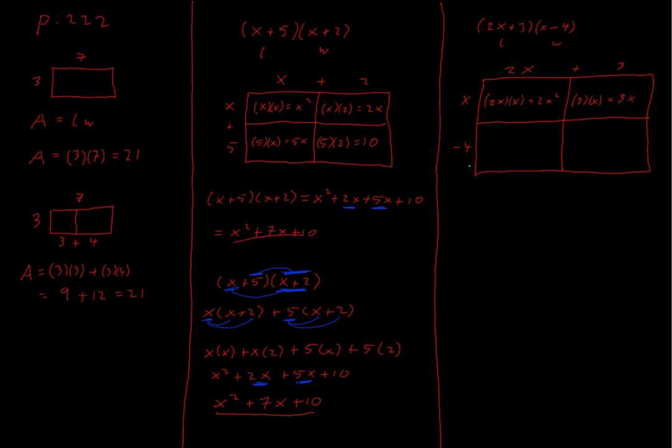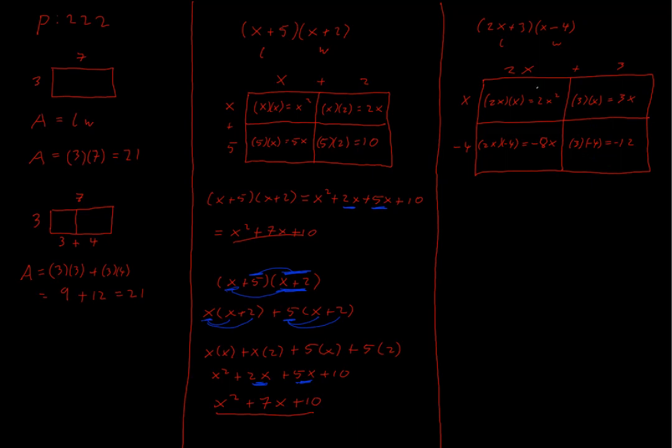This box here has a width of minus 4 and a length of 2x. So we have 2x multiplied by minus 4. Plus by minus is minus. 2 by 4 is 8 by x. And now for our final part, we have a length of 3 and a width of minus 4. 3 by minus 4 is minus 12.